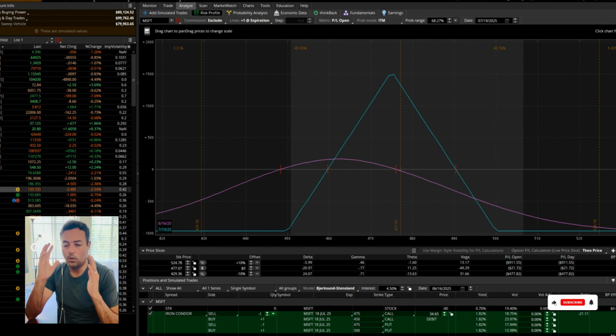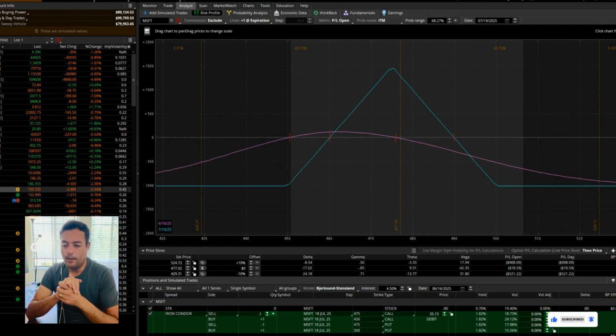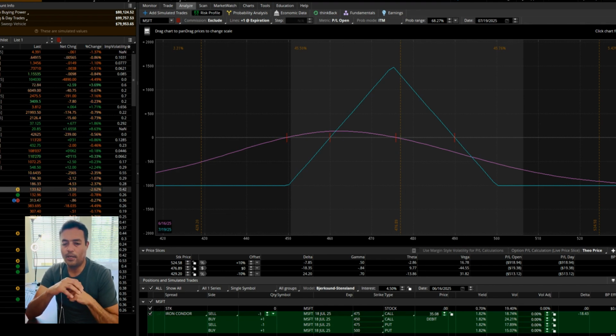Start dipping your toes in this world, in the world of at the money strikes with a short iron butterfly trade, and then take profits off at 5, 10, 15%, wherever you're comfortable for your first trade. I would suggest starting on the paper trading account first, and then move on to your other real live trading account.